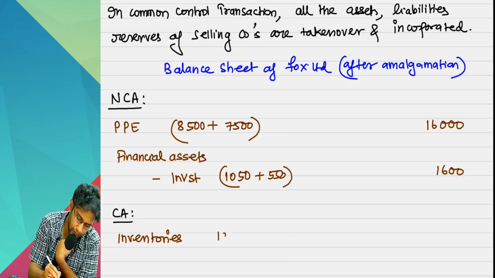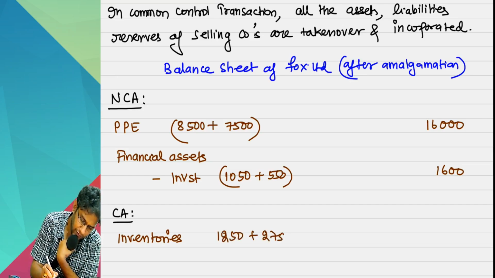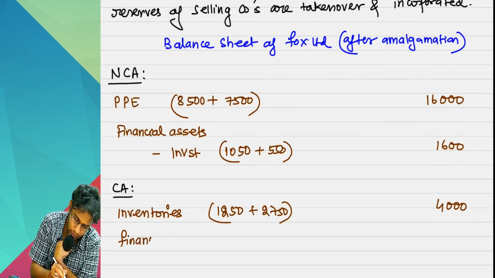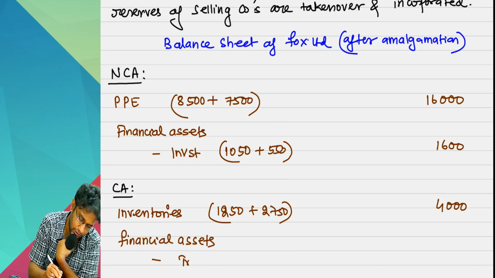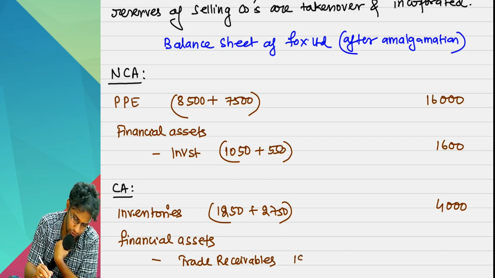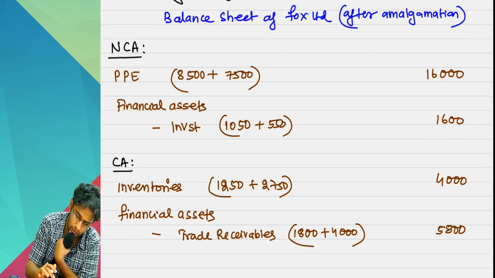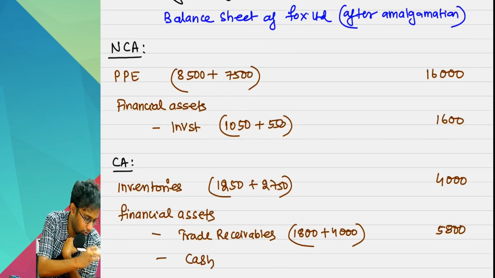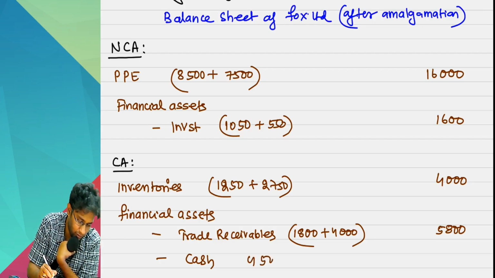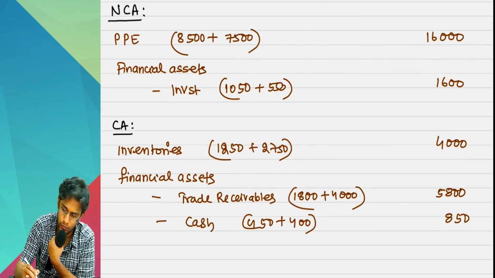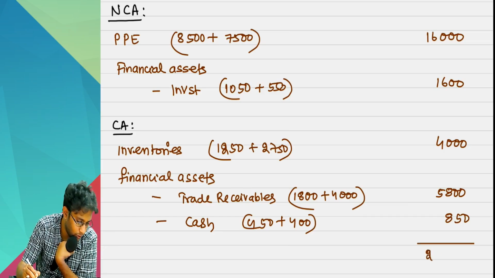Inventories 1,250, 2,504, 4,000. Financial assets. Trade receivables. How much? 1,800 plus, 5,800. Cash and bank, 450, 400. Total of the balance sheet is 28,000.